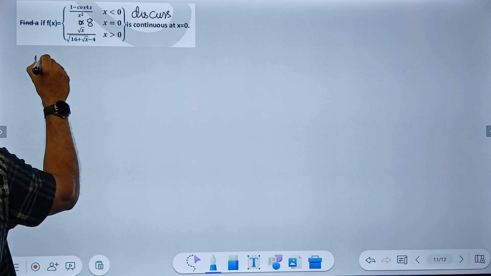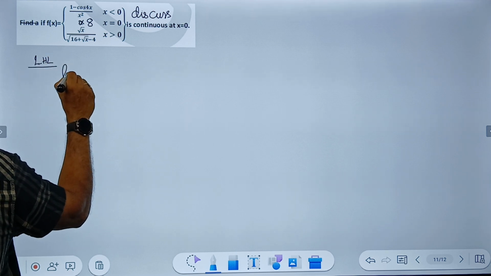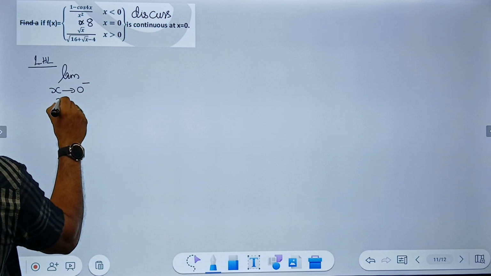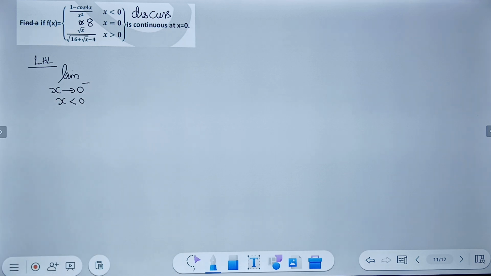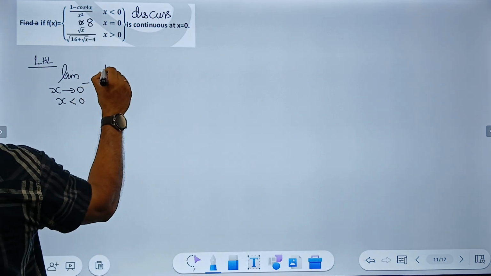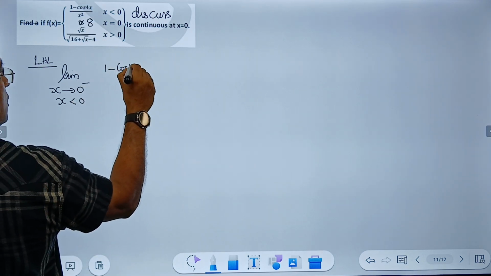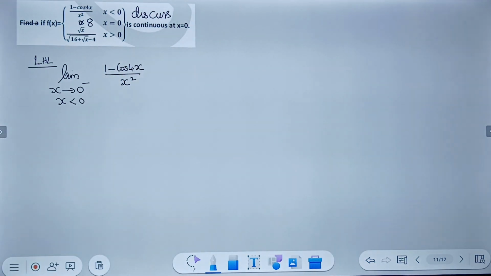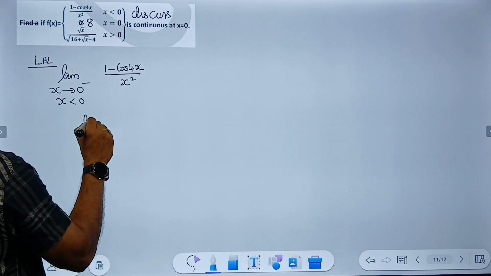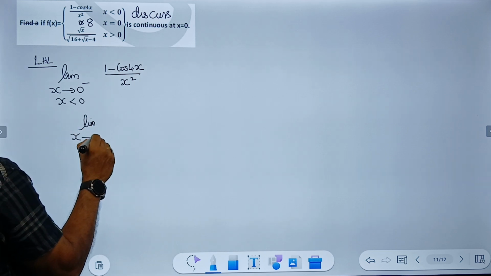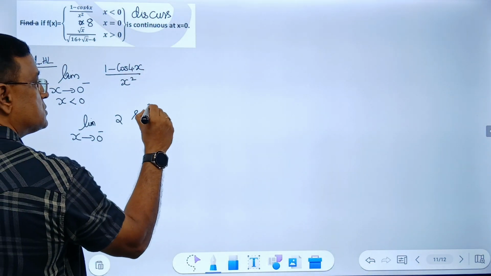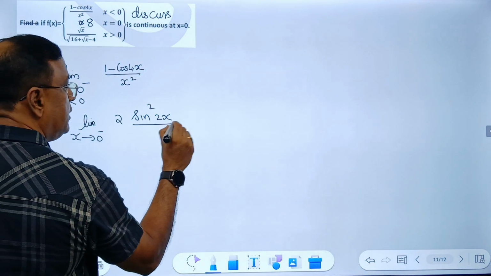So what is left hand limit? My left hand limit is limit x approaches to 0 minus. 0 minus means less than 0. If it is less than 0, I have to use the first function, 1 minus cos 4x by x square. Correct? Now what is the formula for 1 minus cos 4x? 1 minus cos 4x is 2 sine square 2x divided by x square.